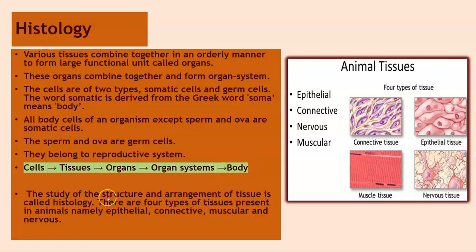Hence, the study of the structure and arrangement of tissues is called histology. There are four types of tissues present in animals, namely epithelial, connective, muscular and nervous tissues. Here are the images of these four types of tissues. This here is an image of the epithelial tissue. Today we will see the epithelial tissue in detail.